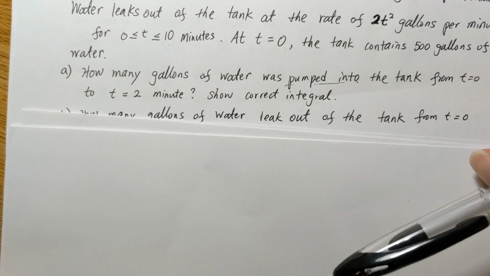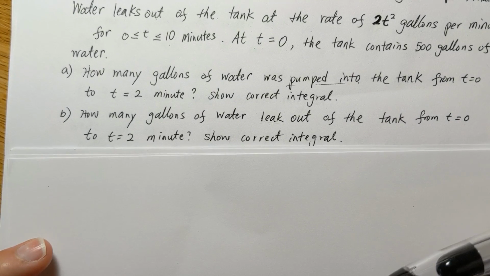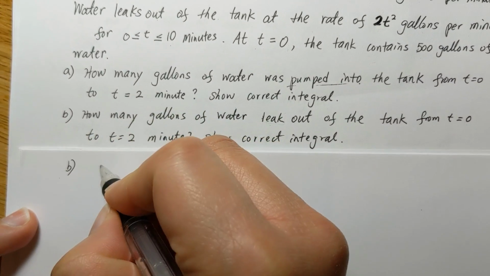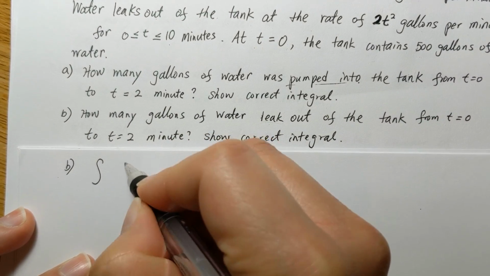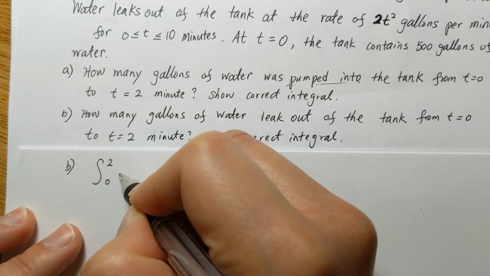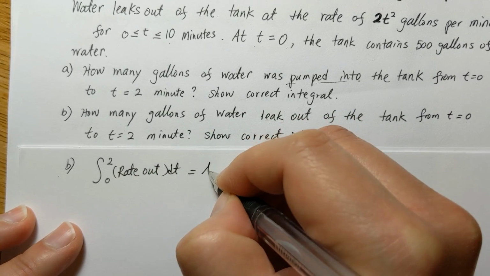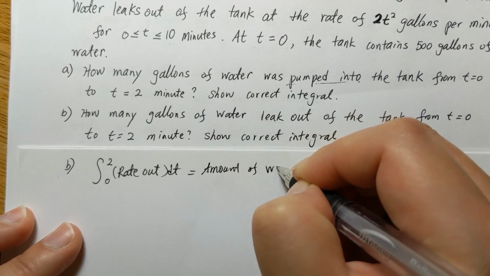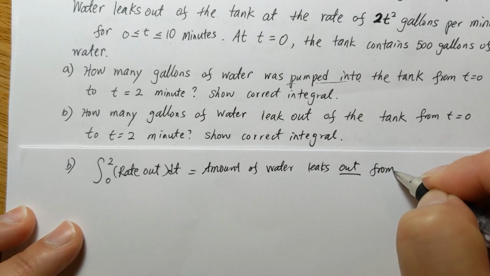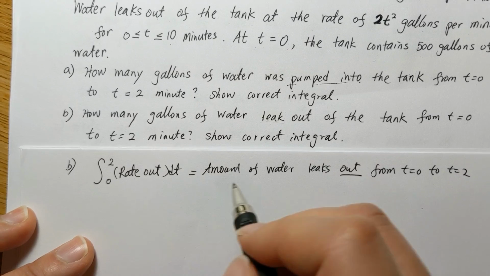Part B, the question says, how many gallons of water leaked out of the tank from t equals 0 to t equals 2 minutes? Show the correct integral. We already know that if you use an integral, we can find the accumulation of water. The time is 0 to 2, so put 0 to 2. If we put the rate out here, dt, that will give us the amount of water that leaks out from t equals 0 to t equals 2.